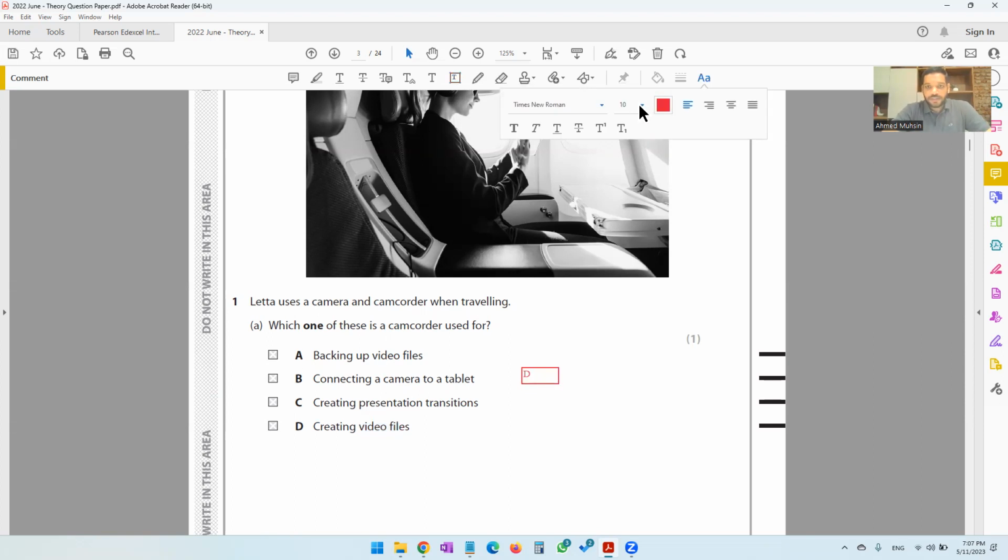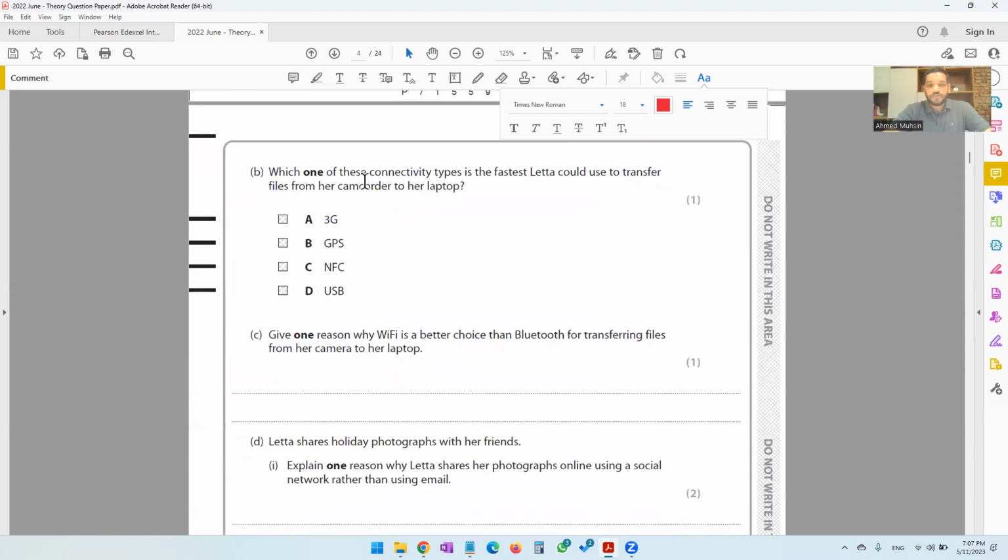Right. Moving on to the next question, guys. Which one of these connectivity types is the fastest Leta could use to transfer files from her camcorder to her laptop? From these four, the fastest connectivity would be USB. So we put the answer D over here again.